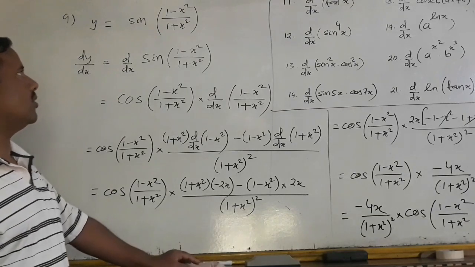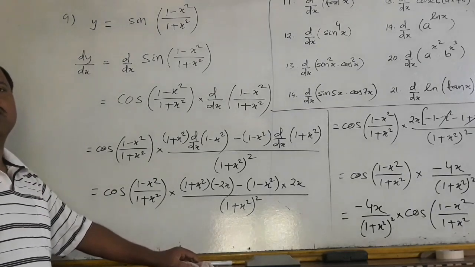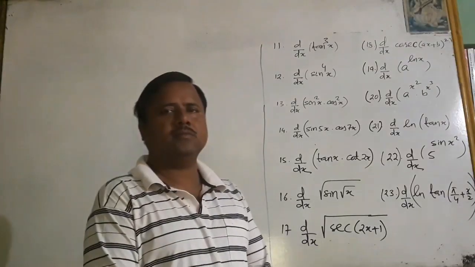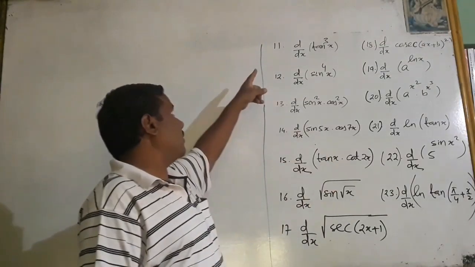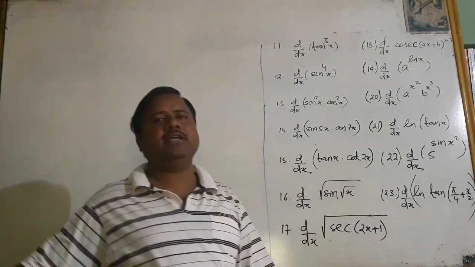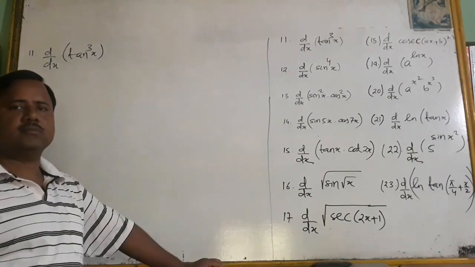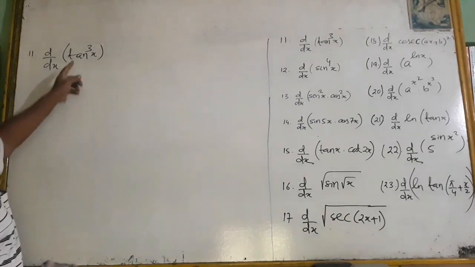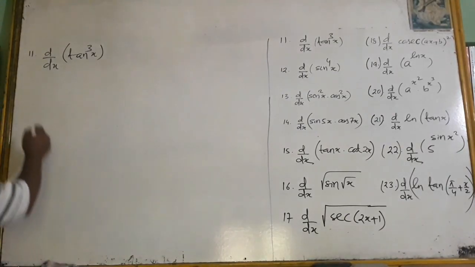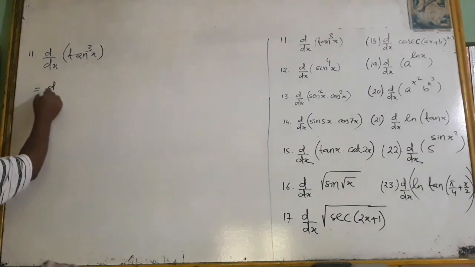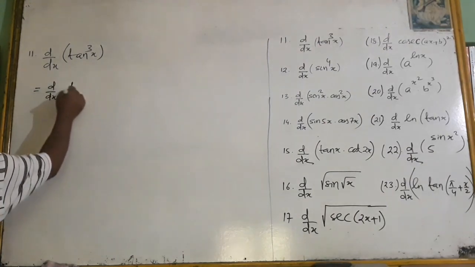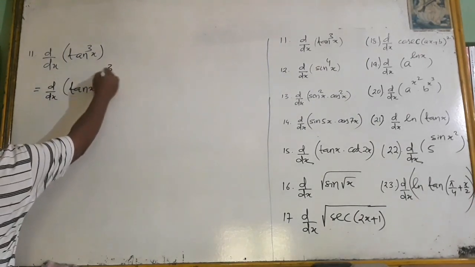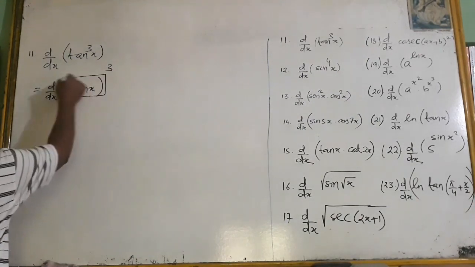Now I am going to solve number 11 onwards. Take the screenshot from problem 11 to 23. Now question number 11. It is d by dx of tan cube x. First you have to know what this is. d by dx, it is tan x whole cube, and the formula is box to the power 3.